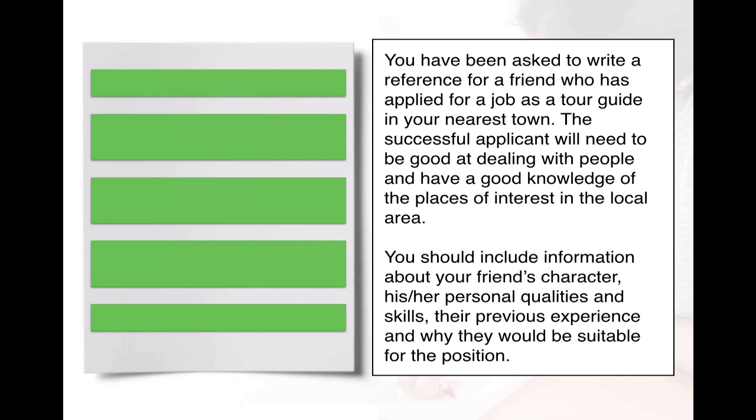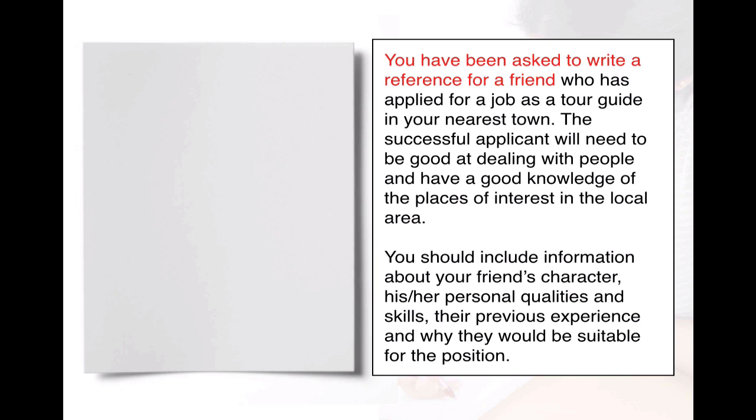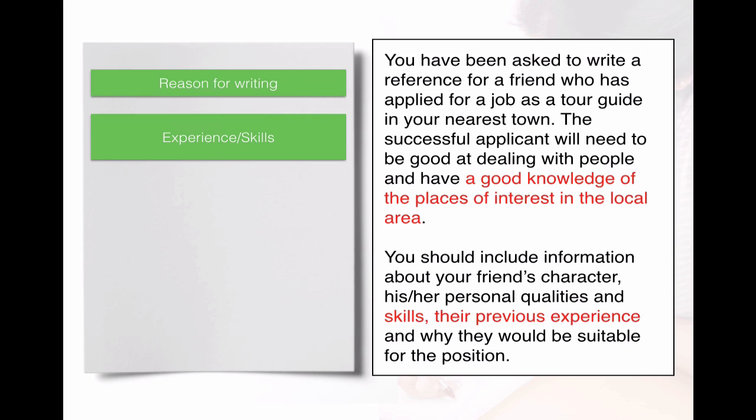Now the first paragraph is obviously going to deal with our reason for writing, in this case to write a reference for a friend. Now in a letter of reference or a letter of application, the first main content paragraph is usually spent outlining the person's skills and experience, perhaps including any relevant qualifications they might have. So we could answer the sections highlighted in red on the right in this first content paragraph.